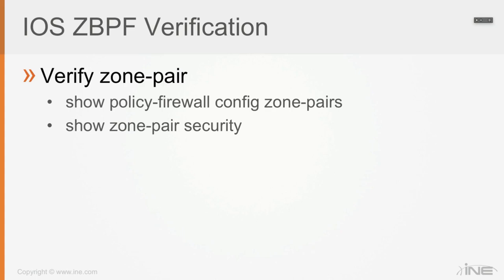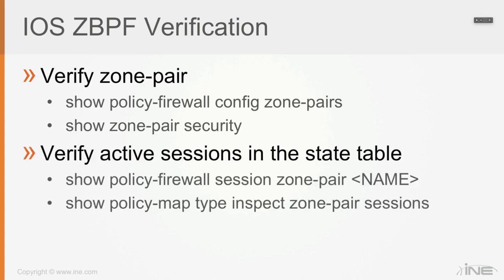So this is just configuration verification. But then when we send traffic to the firewall, if we put the inspect action, which means we want the firewall to keep track of the sessions flowing through the router, to put the sessions in a state table, then we verify which sessions are active with the show policy firewall session. So show me the policy firewall sessions for which zone pair, because you may have multiple zone pairs. Or the old command, show policy map type inspect zone pair sessions. The new commands for me are very easy. The old commands are not that intuitive from my point of view.